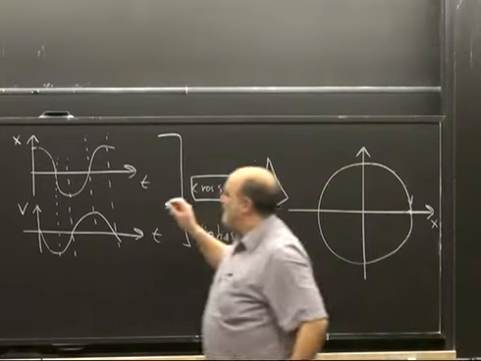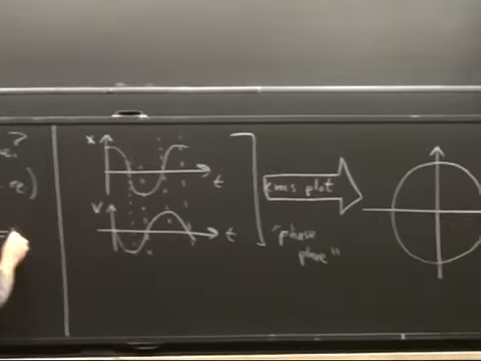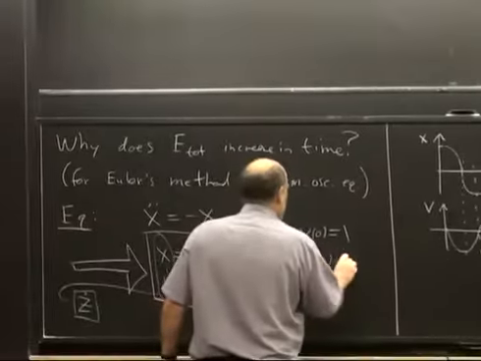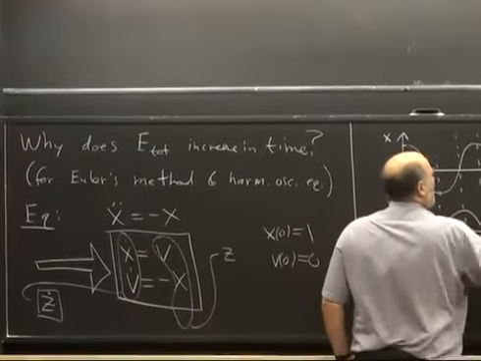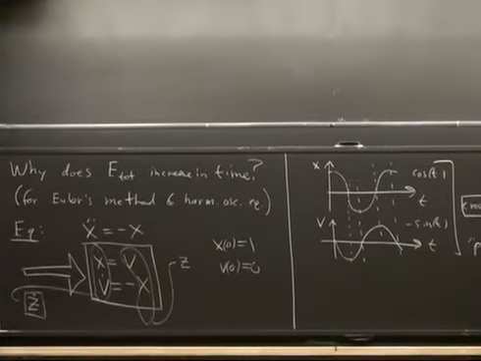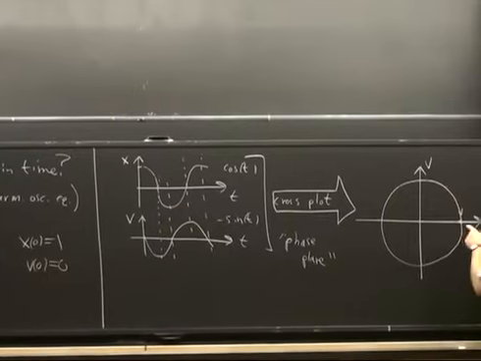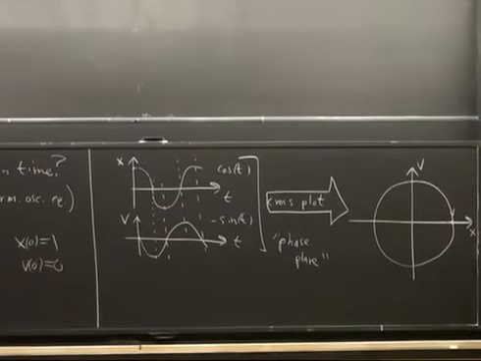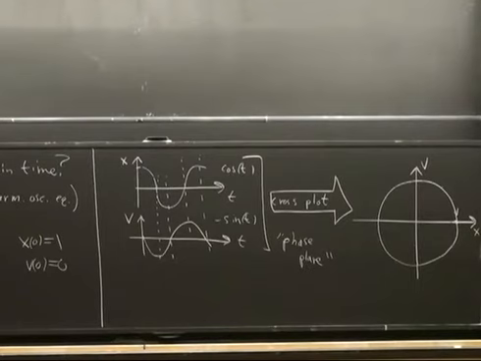So if we took the initial condition, x of 0 is equal to 1, v of 0 is equal to 0, this function is cosine of t, this function is minus sine of t, and we can see the relationship then between the circular motion in this phase plane and the cosine and the sine. But instead of just looking at the solution, we can also look at the ODE.